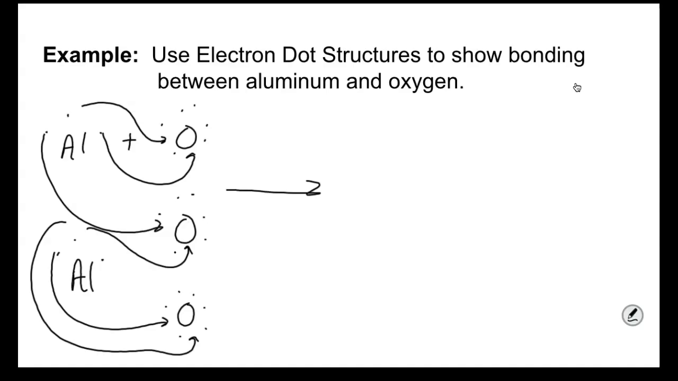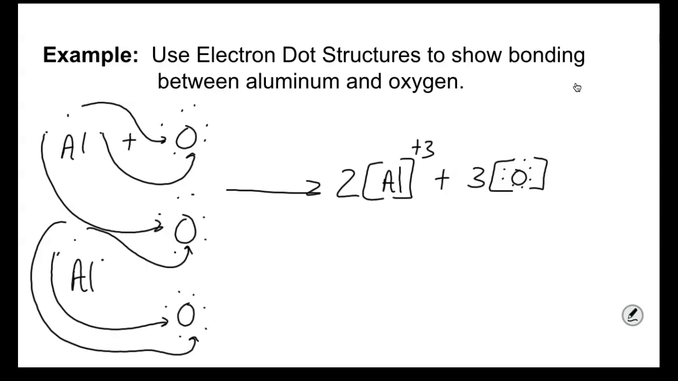And we're going to end up with 2 aluminum ions. Each aluminum ion gave away 3 electrons, so those aluminum ions will have a +3 charge. It doesn't really matter whether that +3 goes in or outside of the brackets. Okay, plus we're going to have 3 of the oxide ions. Remember, they have their 8 dots, so you have to put the 8 dots around it. And those 3 are each going to have a -2 charge.